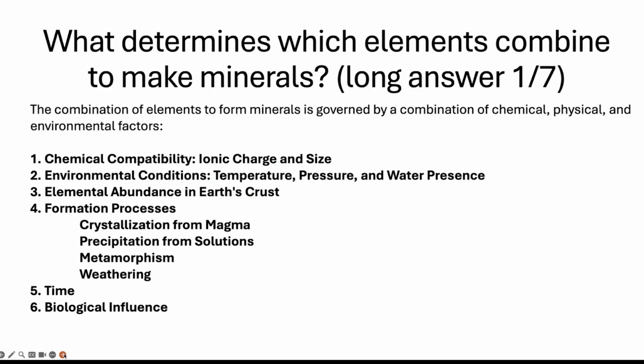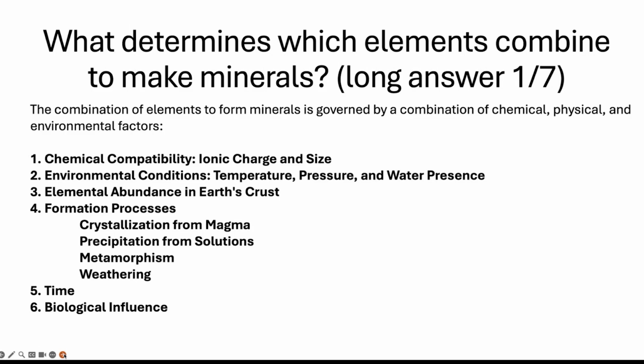So what determines which elements combine to make minerals? This is a long answer. This is the first of 7 parts. The combination of elements to form minerals is governed by a combination of physical, chemical, and environmental factors. There's chemical compatibility, which is ion charge and size. There are environmental conditions: temperature, pressure, and water presence or absence. There's the element abundance in the Earth's crust. And then there are the formation processes.